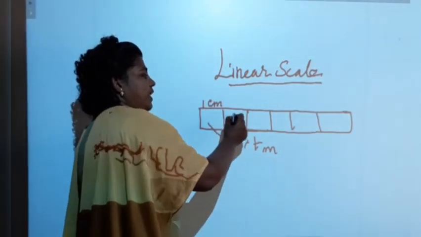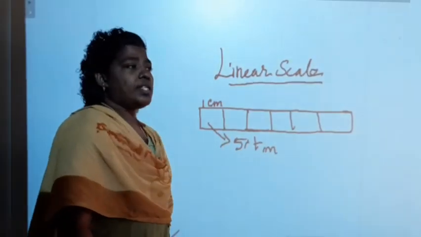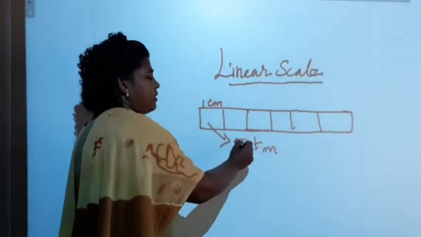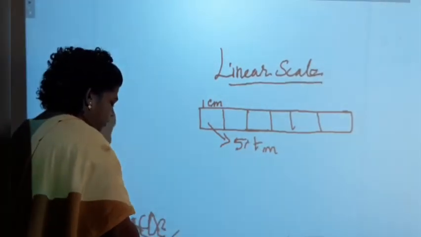Okay, each division is 1 centimeter. What's the actual distance of 1 centimeter on the ground? It is 50 kilometers.